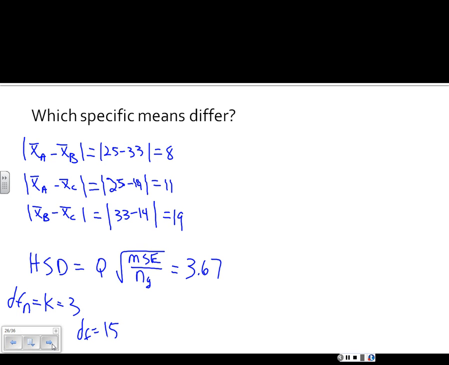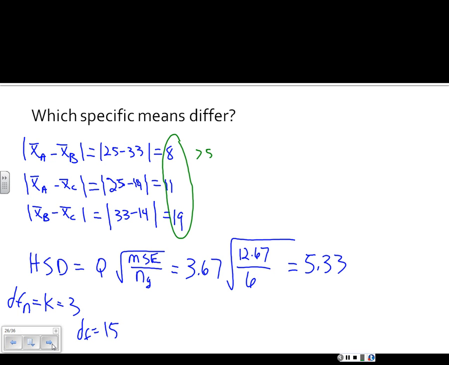You'll get 3.67. And then the MSE, we had that earlier to be 12.67, and the size of each group was 6. And that comes out to be 5.33. So all of these are greater than 5.33. So that means that there are differences between all pairs of corresponding means.